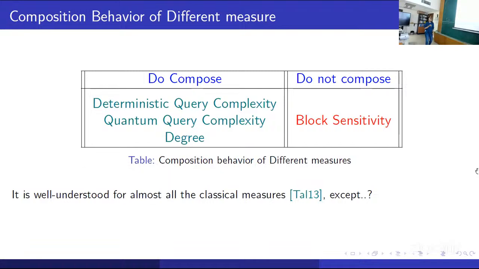So it seems like composition is a very basic tool that we keep using here and there. For almost all the classical complexity measures, people study this problem and see how they behave under composition. We do understand that some of them do compose, like deterministic, quantum, and exact degree. I will define them. They do behave nicely under composition. We also know that complexity measures like block sensitivity do not behave nicely under composition. We do understand them, and there is a nice survey on this composition problem.